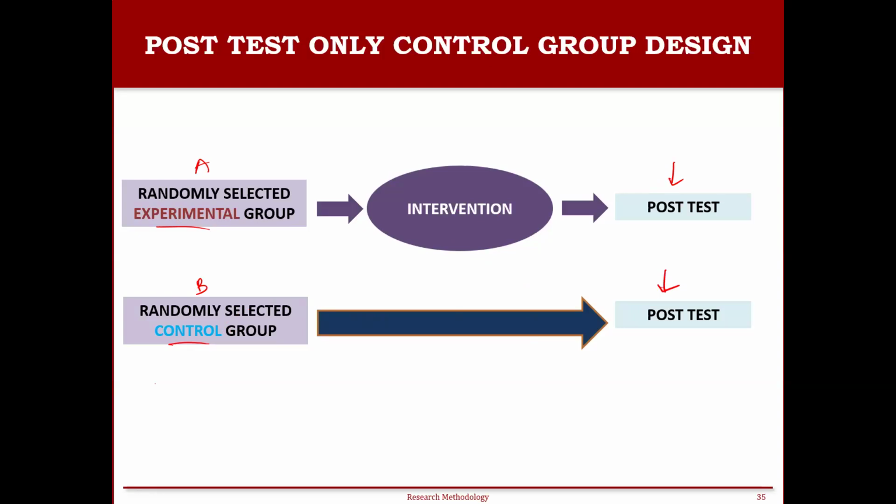So in this design, the researcher applies a treatment or intervention only to the experimental group, and then measures the dependent variable in the post-test after the intervention, right? That is what the researcher does in a post-test only control group design. The control group doesn't receive any treatment or intervention, but goes with natural conditions, and we conduct the post-test.